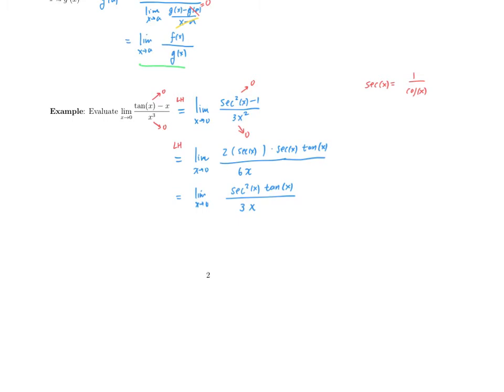And now as x goes to 0, secant squared of 0 is 1, but tangent of 0 is 0. So the top is going to 0, the bottom is going to 0. And this is probably way more fun than you were expecting, right? We now get a third and most likely final application of L'Hopital's rule. The reason I say most likely final is in the bottom we have a 3.